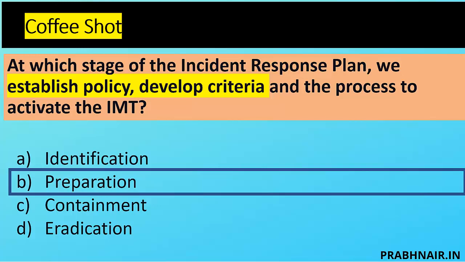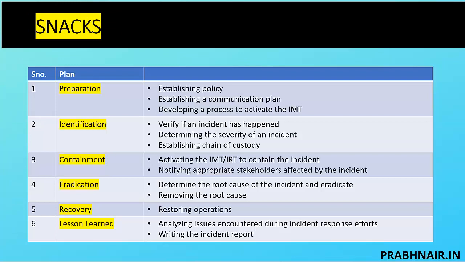Let's discuss the high level incident response process, which gives you the idea. And that is a pointer you need to remember from the exam point of view. If you can see here, you need to remember this pointer. The first step is called preparation, where we establish the policy, establish the communication plan and develop the process. The second step is called identification, where we verify if an incident has happened.